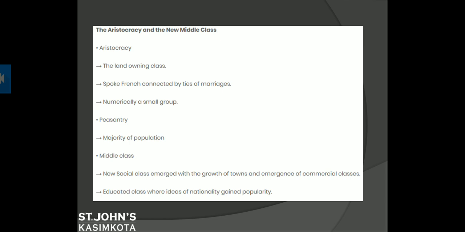So, the aristocracy and the new middle class. Socially and politically, a landed aristocracy was the dominant class on the continent. The members of this class were united by a common way of life that cut across regional divisions. They owned estates in the countryside and also town houses. They spoke French for the purposes of diplomacy and in high society. Their families were often connected by ties of marriage. This powerful aristocracy was, however, numerically a small group.